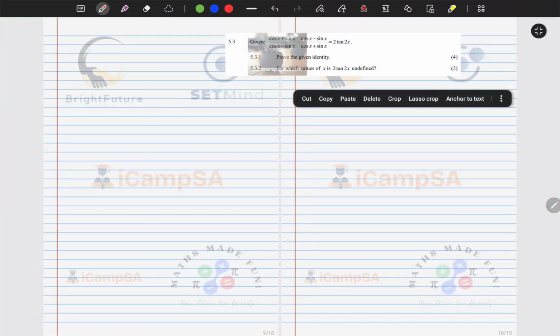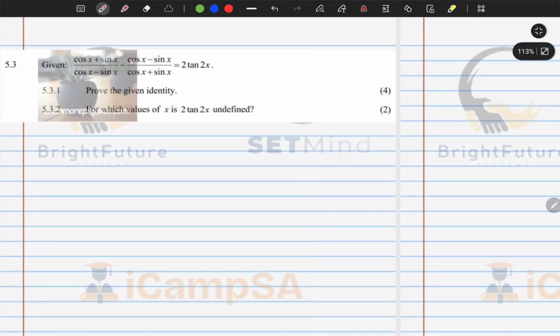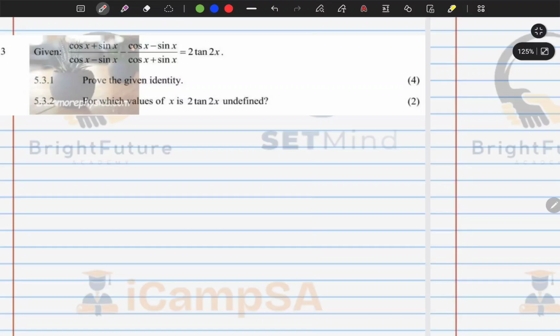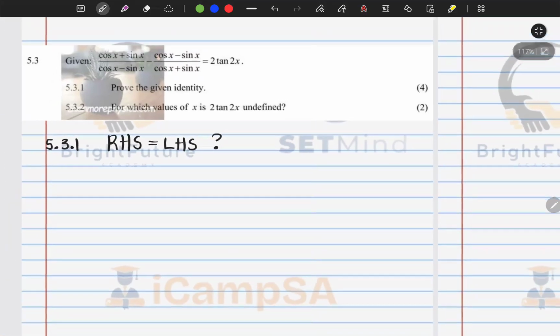And then this next part here is where we need to deal with simplifying. So let's zoom in. So for the first part, we are required to show that the left-hand side is equal to the right-hand side. So let's go ahead and cook this 5.3.1. So what we are required to show is just that the left-hand side is equal to the right-hand side.